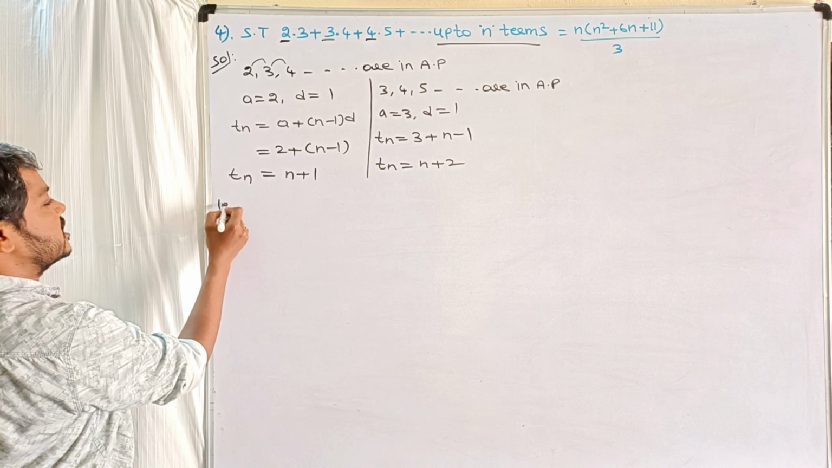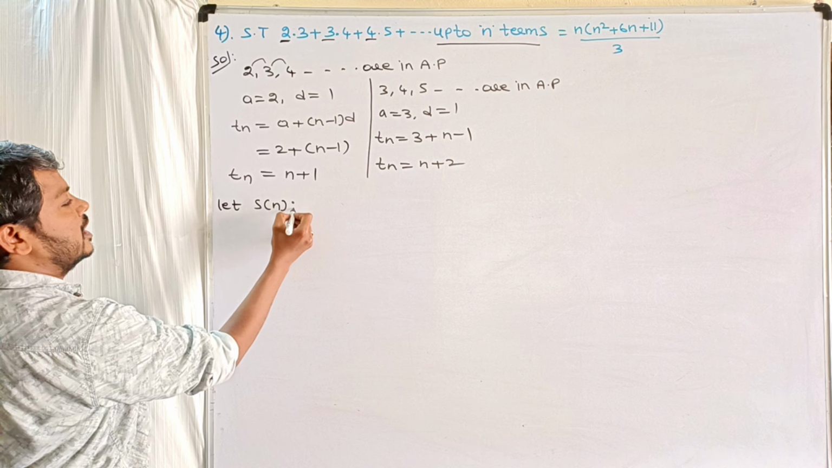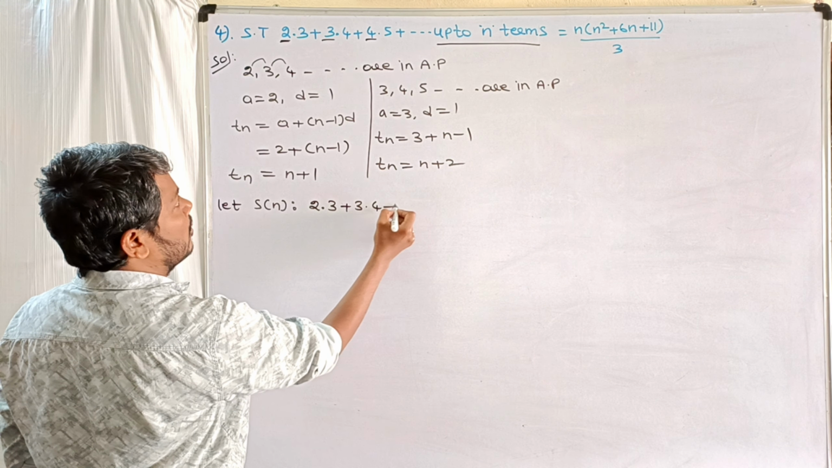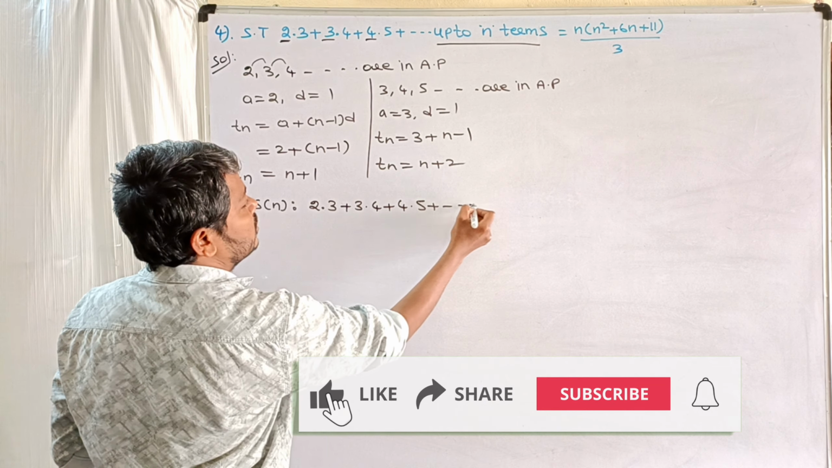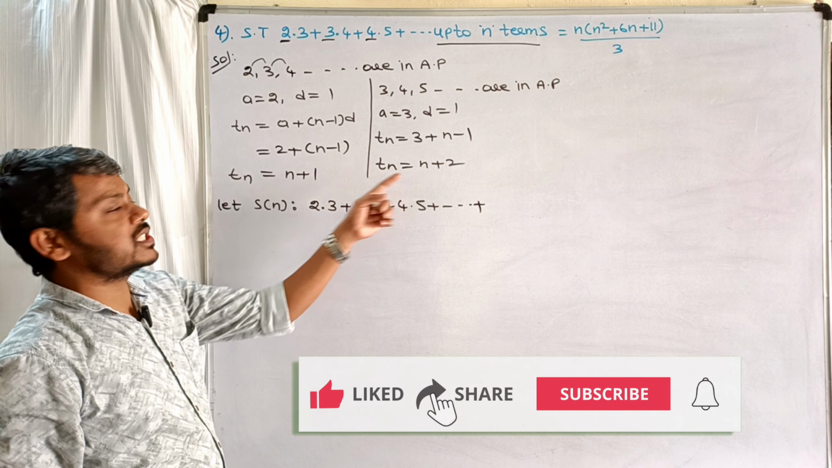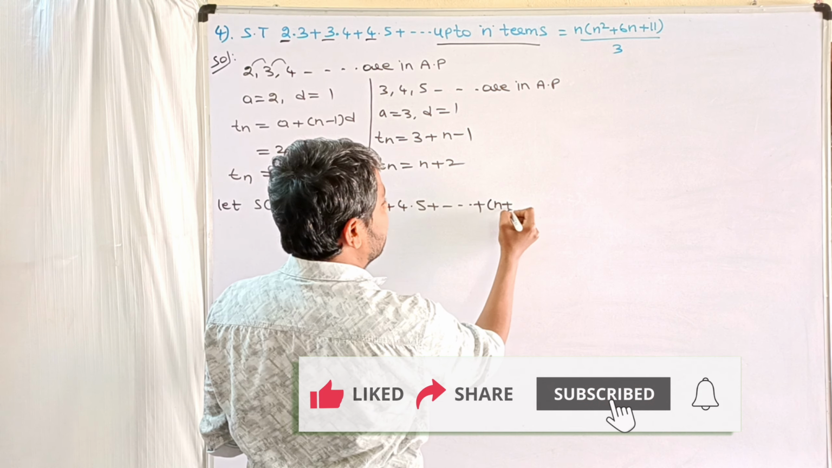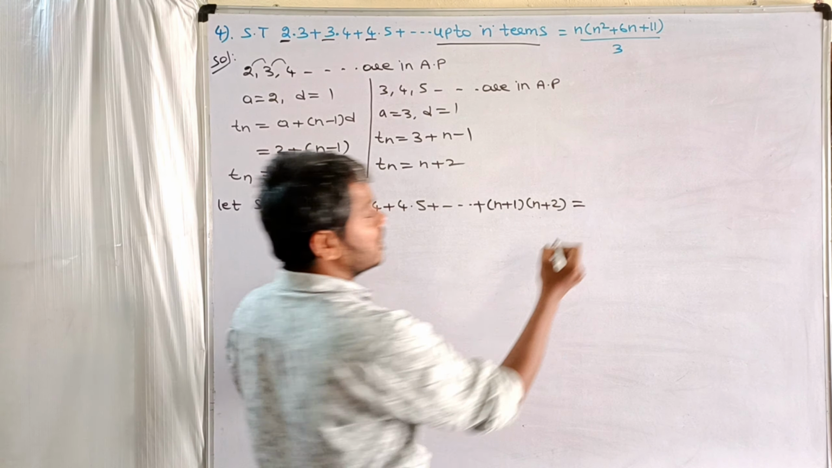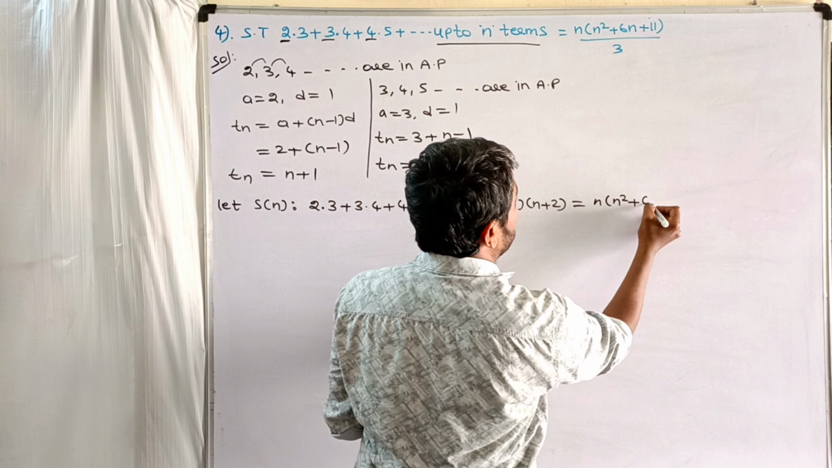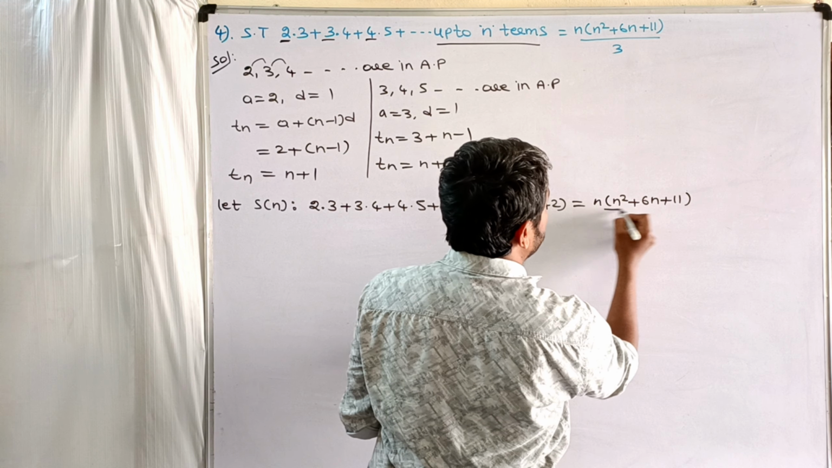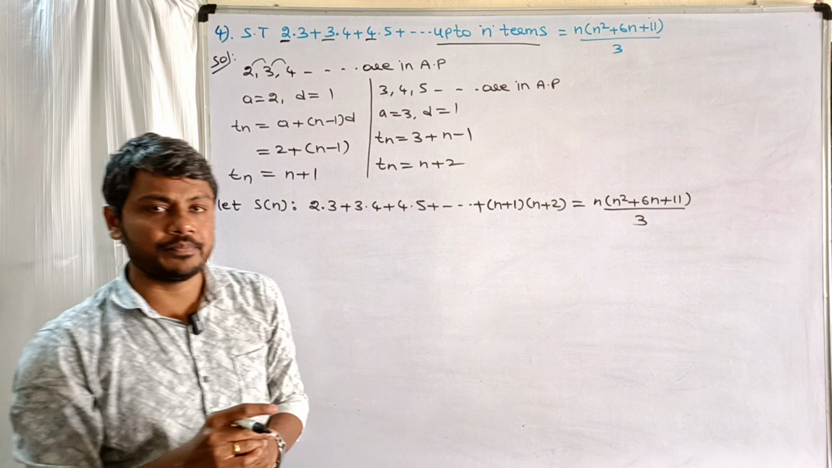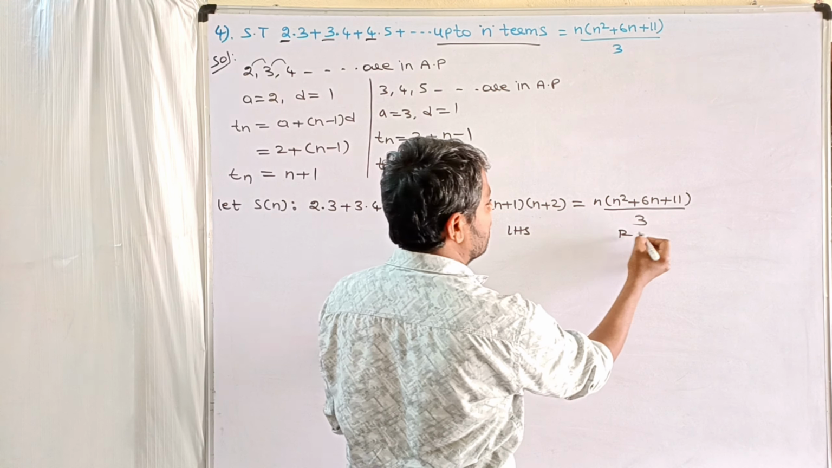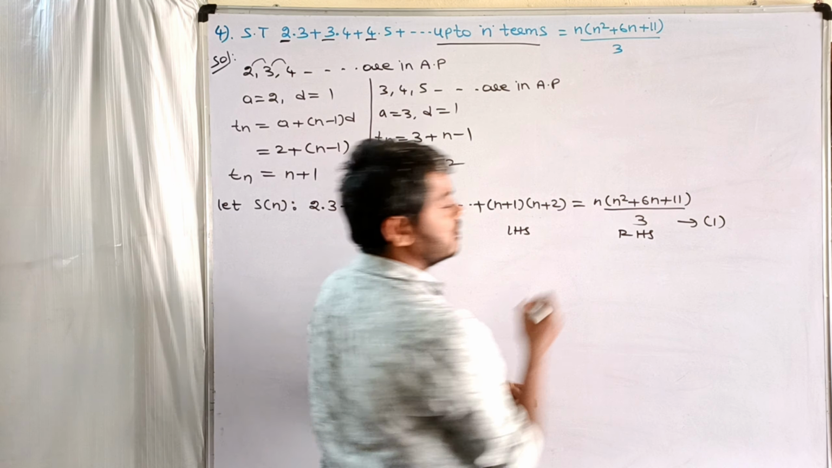So we can write the given statement. Let S of n be 2 into 3 plus 3 into 4 plus 4 into 5 and so on. What is the nth term? n plus 1 into n plus 2, which equals n into n square plus 6n plus 11 divided by 3. Okay, so this is our statement, clearly with LHS and RHS. This is equation 1.